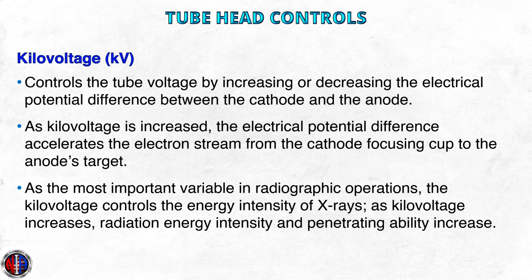Kilovoltage. The kilovoltage, abbreviated kV, controls the tube voltage by increasing or decreasing the electrical potential difference between the cathode and the anode. As kilovoltage is increased, the electrical potential difference accelerates the electron stream from the cathode focusing cup to the anode's target. As the most important variable in radiographic operations, the kilovoltage controls the energy intensity of X-rays. As kilovoltage increases, radiation energy intensity and penetrating ability increase.